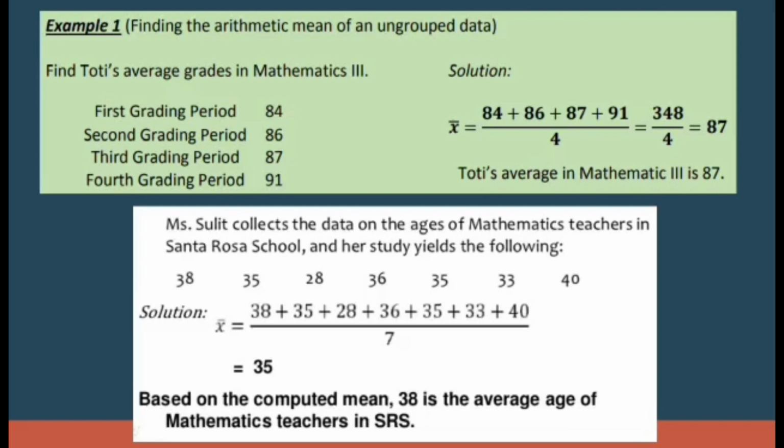So you may ask, where do we get 4? So 4 represents all the given numbers, which is 84, 86, 87, and 91. So back to the solution, 84 plus 86 plus 87 plus 91 is equal to 348 over 4. So 348 over 4 is equal to 87. So here we can conclude that Totu's average grade in Mathematics 3 is 87.